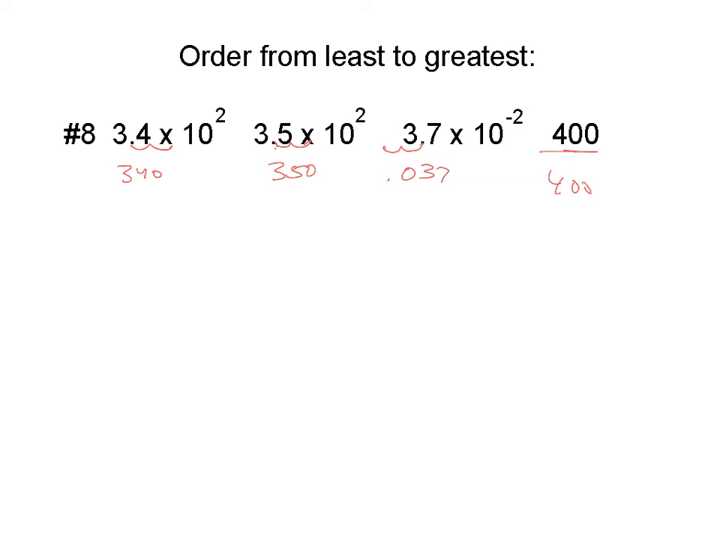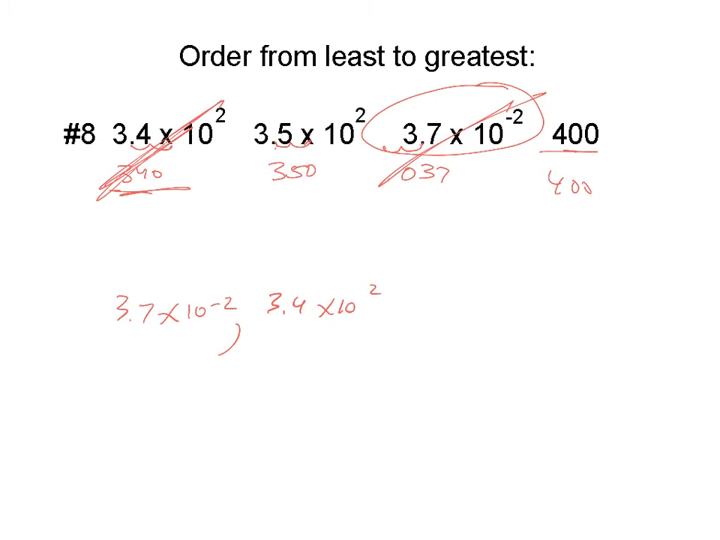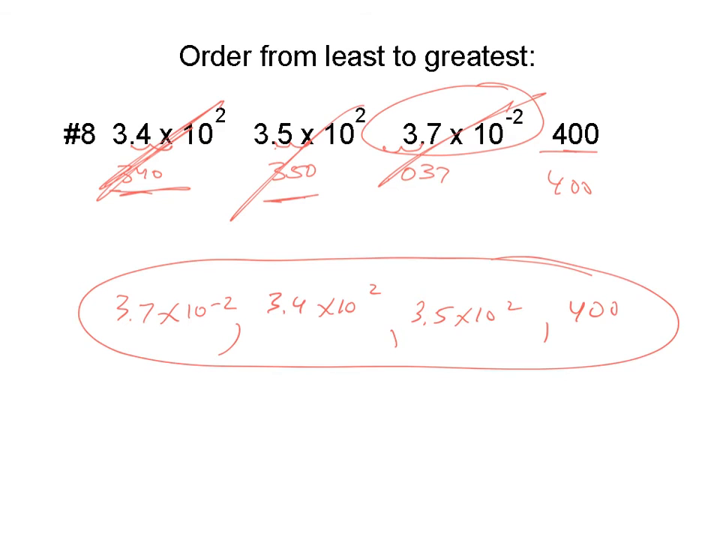So which one comes first? Write them the way they originally appeared, right? This is our smallest one. So 3.7 times 10 to the negative 2 is really tiny. That comes first. That one's done. Next smallest is going to be this one. Don't forget to write it the way it originally appeared. 3.4 times 10 to the second. Okay. This one comes next. 3.5 times 10 to the second, right? And that leaves us with 400 as our biggest one. So there's one example of putting them in order.